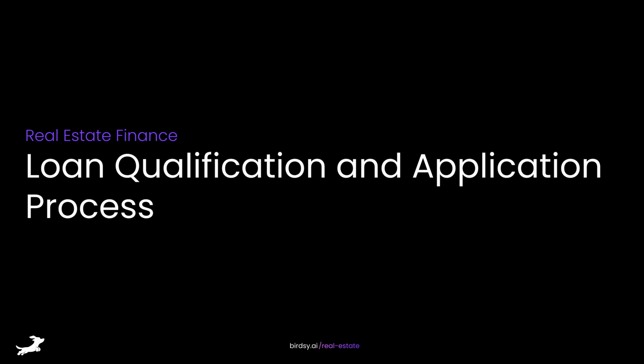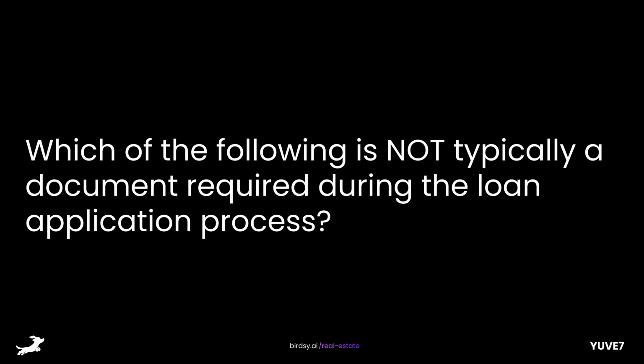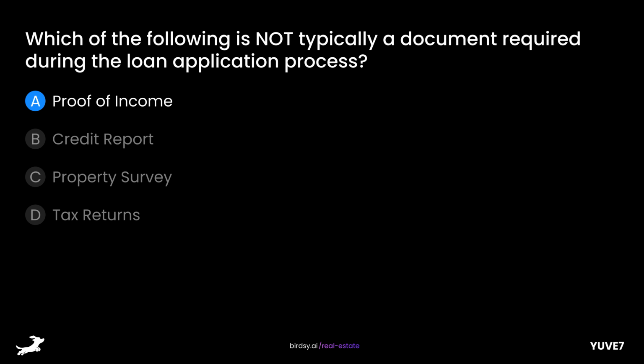Loan qualification and application process. Which of the following is not typically a document required during the loan application process? Is it A, proof of income? B, credit report? C, property survey? Or D, tax returns? The answer is C, property survey.